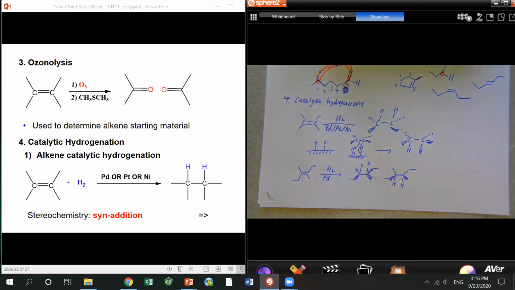Okay, so the tricky thing is you have to decide what's the relationship between these two molecules. And for this pair, if you assign R and S, you find one is R and another is S. So this pair should be enantiomers.